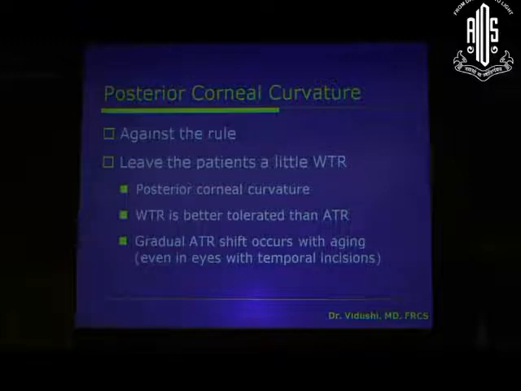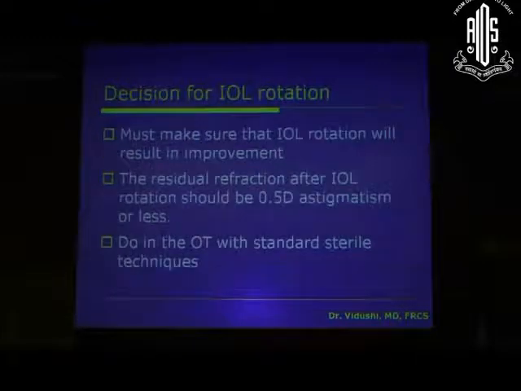One, because of the posterior corneal toricity that adds against the rule. Second, because most patients would tolerate a with the rule astigmatism better than they would tolerate an against the rule. And finally, because in all these aging eyes, there is anyway a gradual against the rule shift in the cornea, even when you have had a cataract surgery with a temporal incision. So if you have to choose between leaving the patient a little with the rule versus against the rule, it is better to leave a little with the rule.